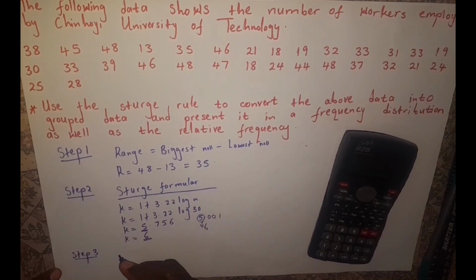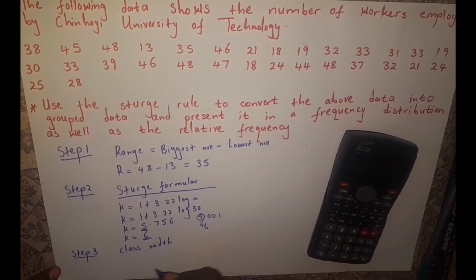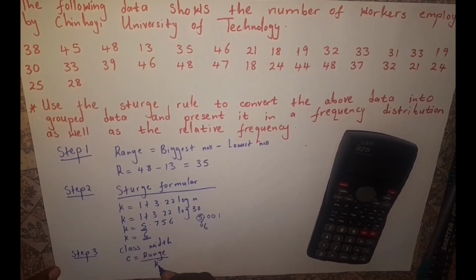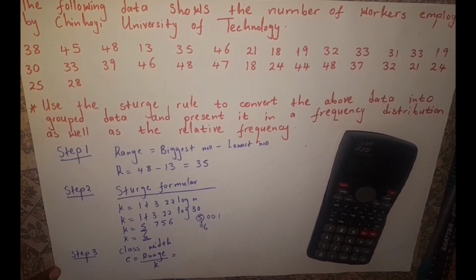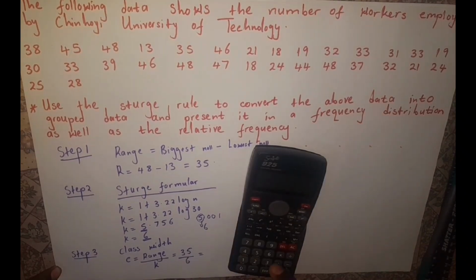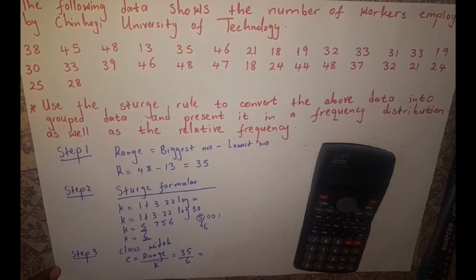On step 3, we need to calculate the class width. The class width formula is equal to the range divided by the number of classes. From this data, our range is equal to 35 and the number of classes is 6. So our answer is going to be 35 divided by 6, which is 5.883.